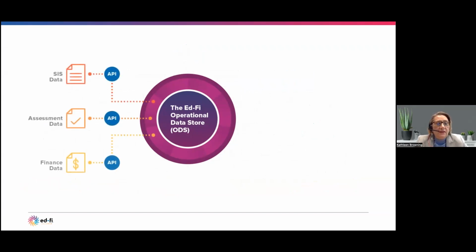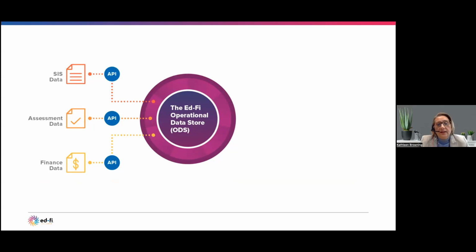On the left-hand side of the diagram, you see some third-party vendors all connected to the operational data store. They're connected using the Ed-Fi data standard and the API. This allows them to send data real-time from their system through the API into the operational data store. API stands for Application Programming Interface. This allows you to send data transactionally, real-time, back and forth between two parties.